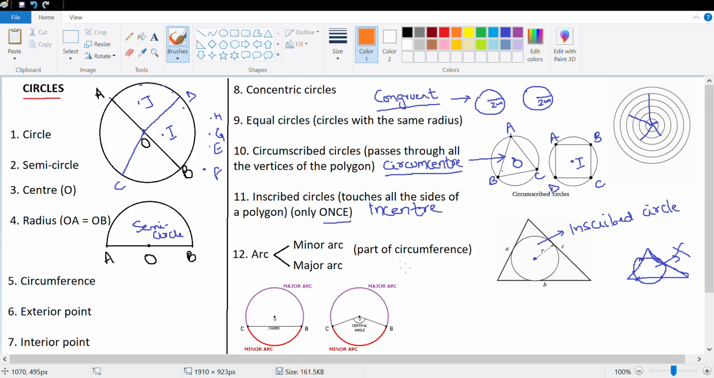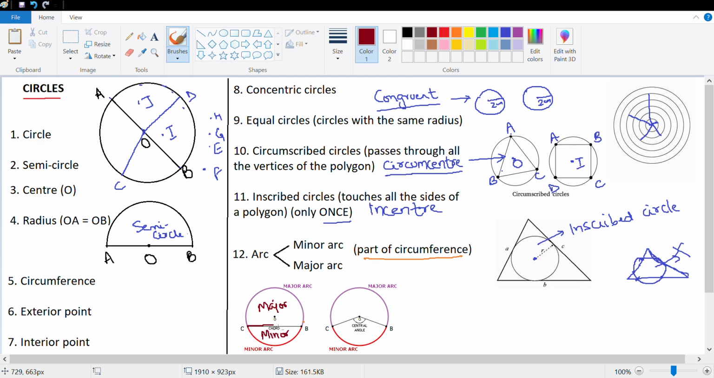So what's an arc? Arc is a part of a circumference. So in this diagram they've clearly shown the one marked in red is a part of a circumference, and the one marked in purple is the other arc which is a part of the circumference. So in this case the smaller one is known as a minor arc, and the bigger one, which is more in length, is known as the major arc.